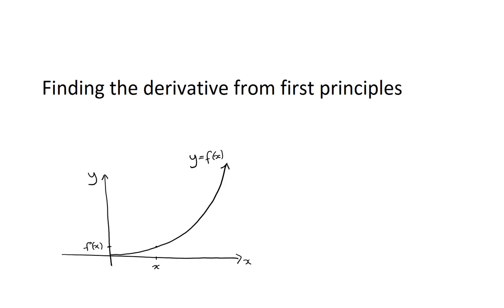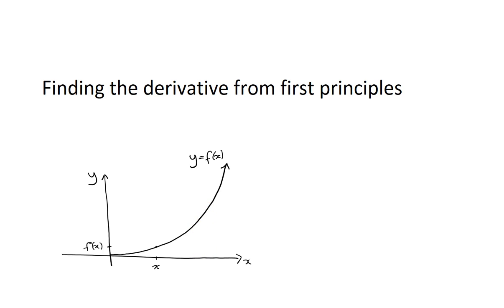The derivative is the gradient or the rate of change of a function. Now if you look at this graph here, you can see that the gradient of the curve is gradually increasing as we go along. So it's not constant at any point. So the gradient is different depending on the value of x, i.e. where you are on the graph.